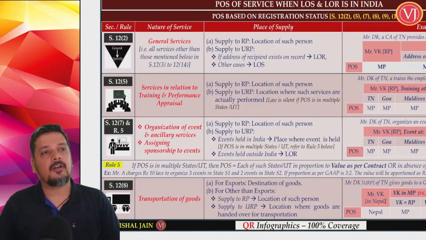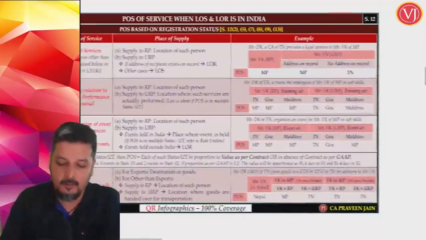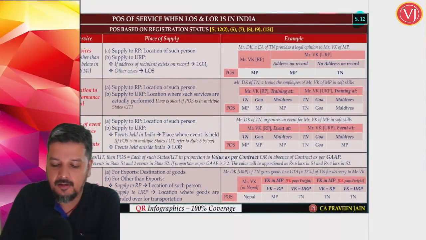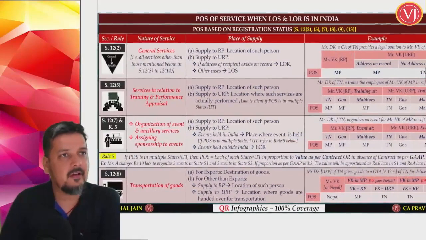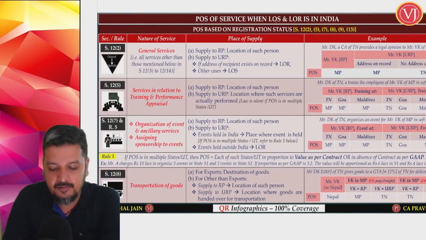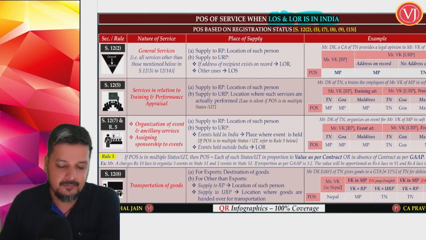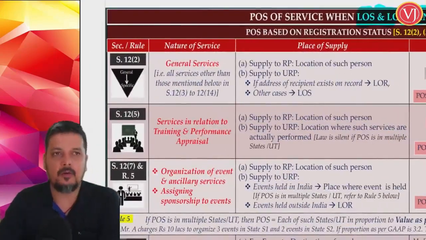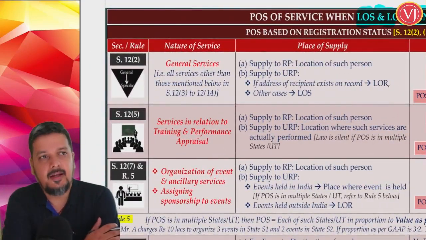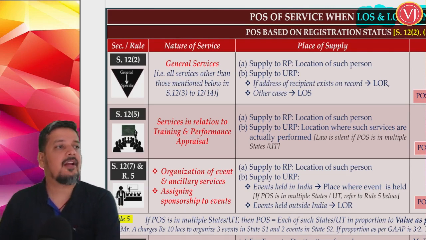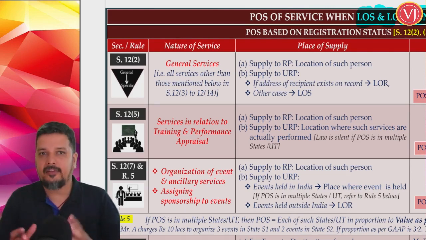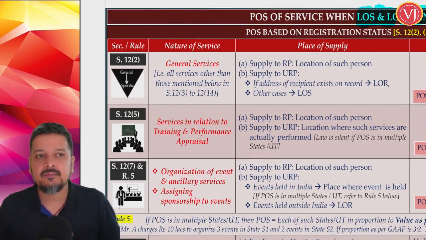Now, when you talk about your Section 12, what does Section 12 talk about? Place of supply for services, domestic transaction. Why? Because LOS and LOR are in India. Both location of supplier and location of recipient are in India. Now, there is a general rule for your Section 12 and then there are special cases. And if you see the general rule, you'll find that it is quite similar to what we have already covered in Section 10.